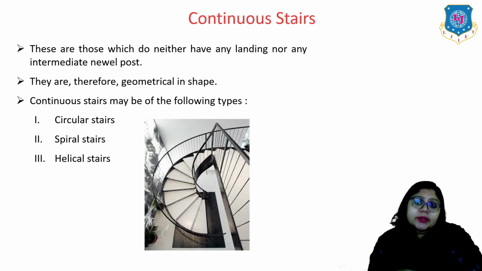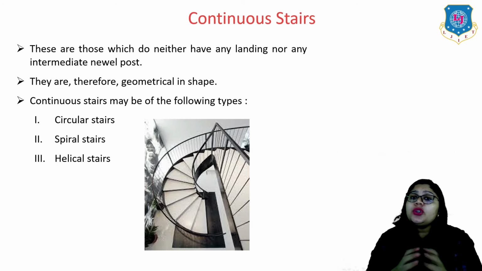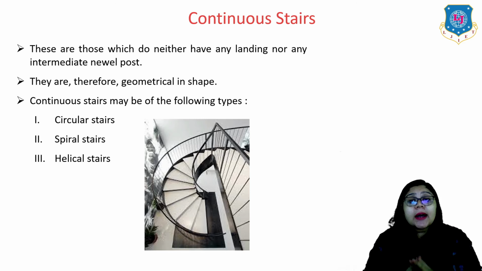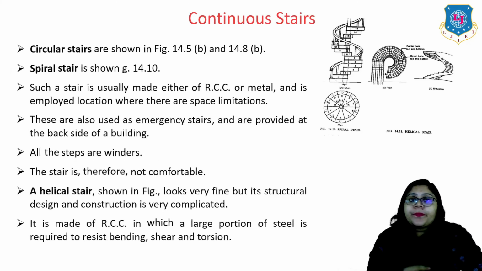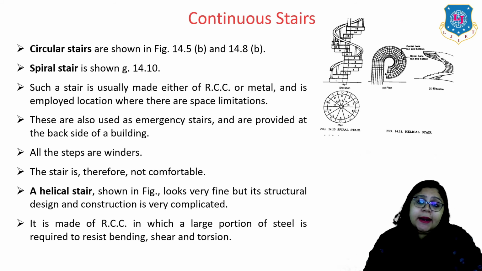Next are the continuous stairs. These are those which have neither any landing nor any intermediate newel post. They are therefore geometrical in shape. Continuous stairs may be of the following types: the circular one, the spiral one, and the helical one. Let us understand all of them one by one. The circular stairs are shown in figures 14.5b and 14.8b, where you can see how circular steps look.